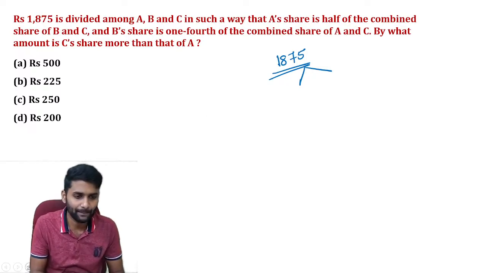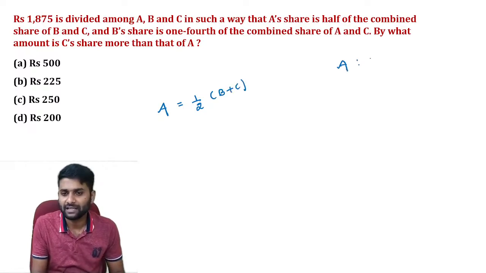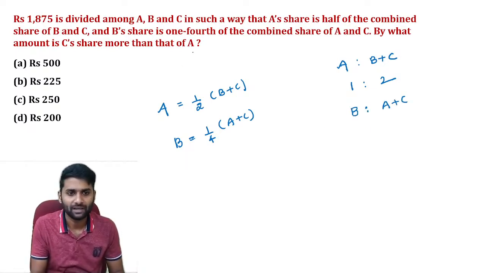Now we have a comparison, guys. In the comparison, you should understand that A's share is half of the combined share of B and C. It means the ratio of A to B plus C is 1 to 2. In the same way, B's share is one fourth of the combined share of A and C. It means the ratio of B to A plus C is 1 to 4.